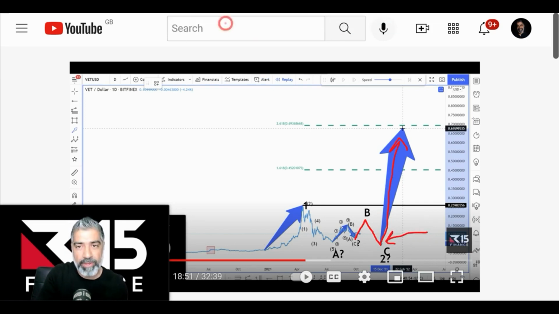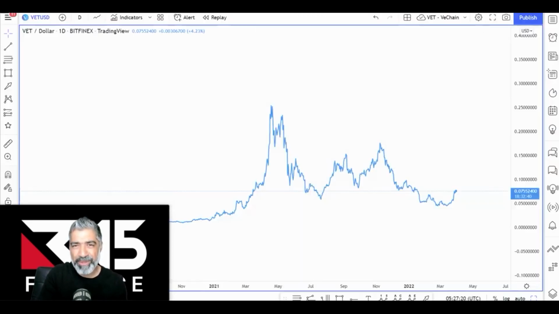And we want to know this. Elliott wave and Fibonacci is one of the most powerful tools that you're ever going to come across to analyze the markets like a pro in an objective, non-emotional fashion. So here's VeChain as of today. This is live data for VeChain.